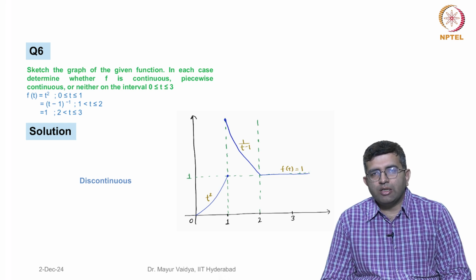So it is very clear that this function is not continuous, because you can clearly see a jump. For any values less than or equal to 1, it is t square, so that gives the value 1. Whereas anything marginally greater than 1 plus delta, let's say, it will go to infinity.